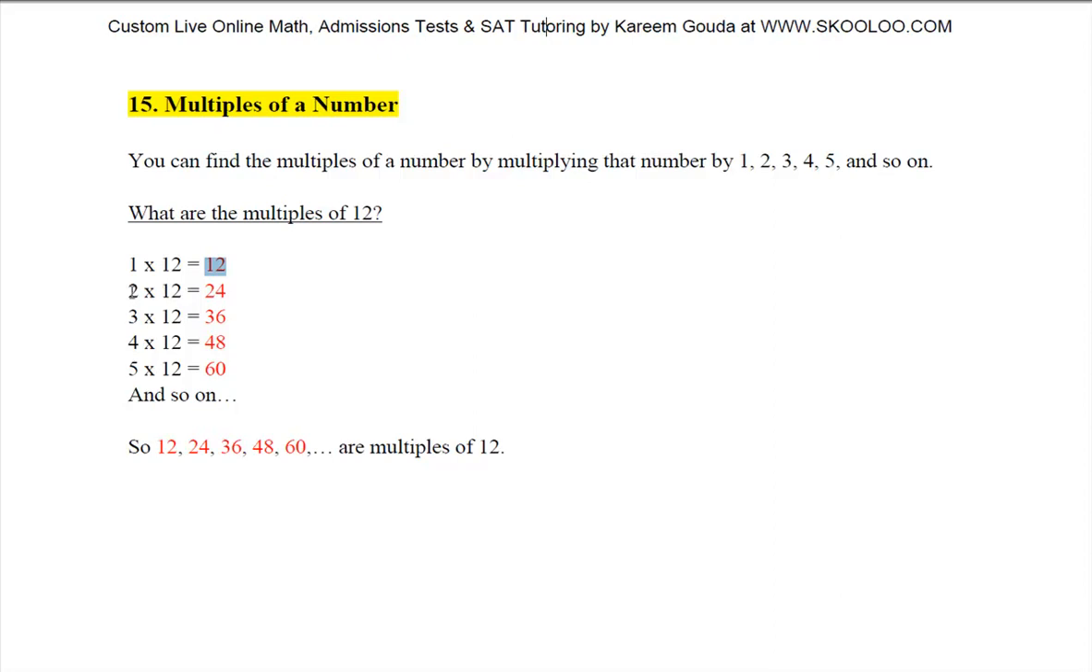Then, what is the number times 2? 24, for example, for this example. So that's the second multiple. 12 times 3, so 36. 12 times 4, 48, and so on. So I multiply the number first by 1, so that's the number itself. Then I multiply by 2, 3, 4, and so on and so forth. These are the multiples of numbers.